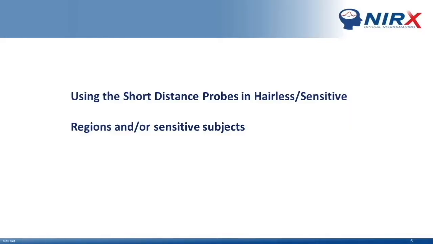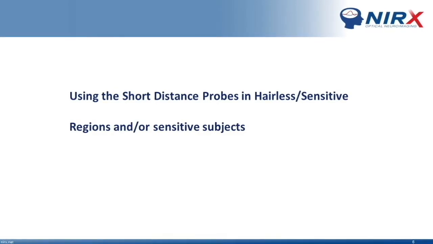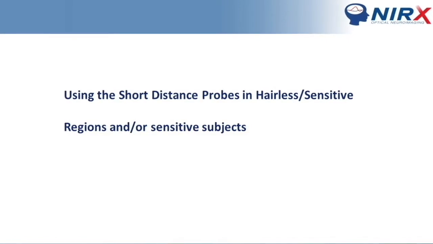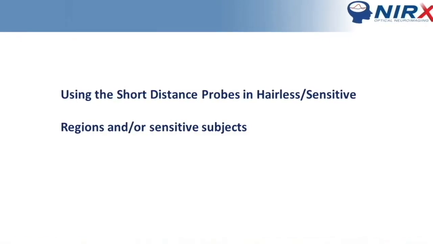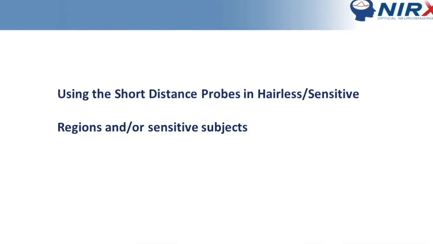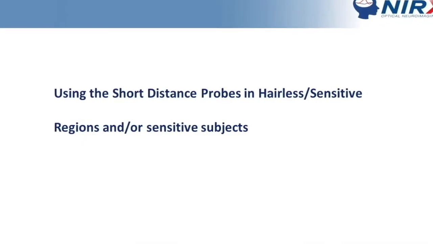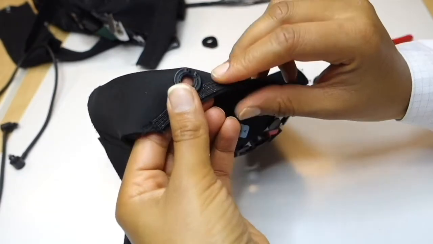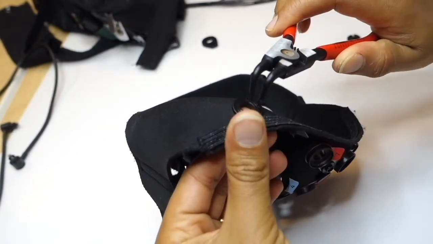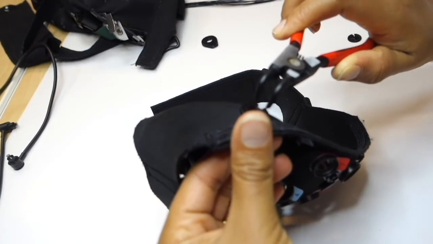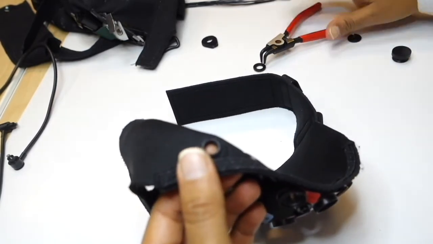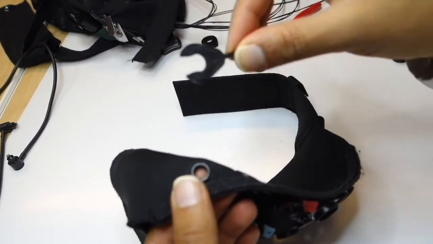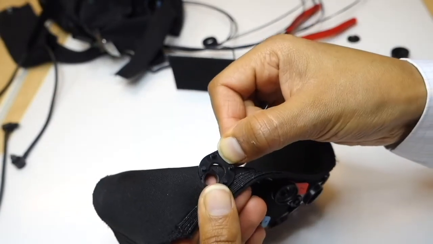In order to avoid discomfort in sensitive regions or for sensitive populations, we recommend the use of soft rubber sleeves that are available for short distance clips. We also provide rubber retaining rings for the surrounding detector positions. And to place this, once again, proceed by removing the retaining rings the same way. In this case, we are showing a headband because it's placed on the forehead, which is a sensitive region, and simply take your short detector clip and place it around the base.